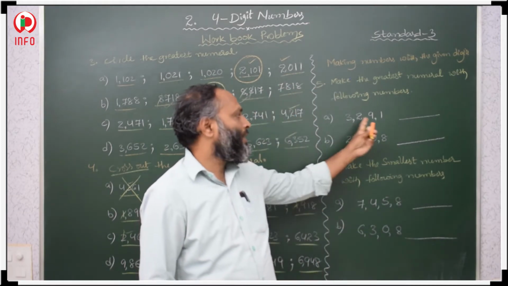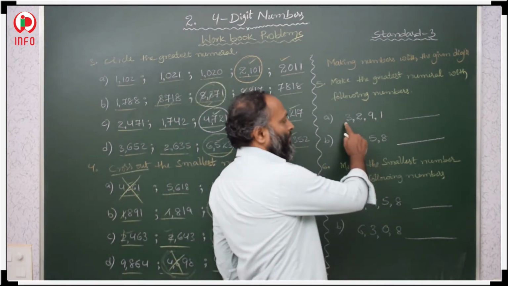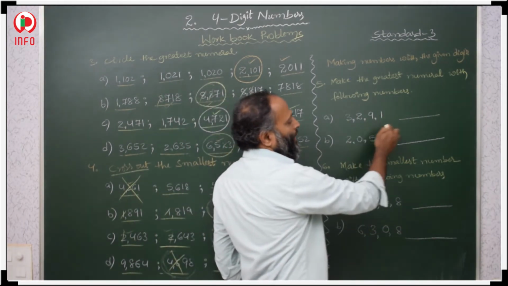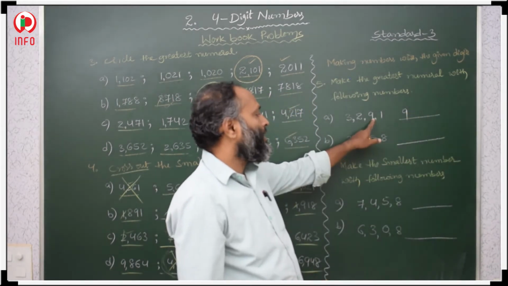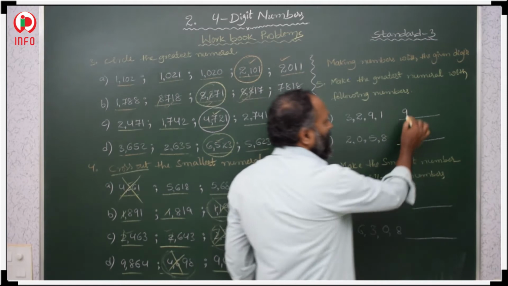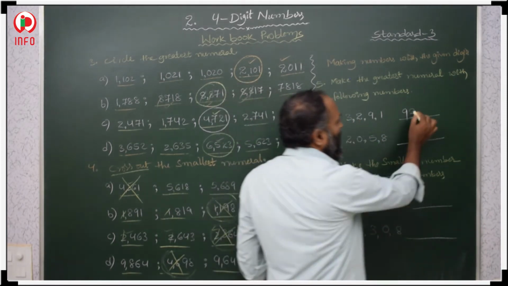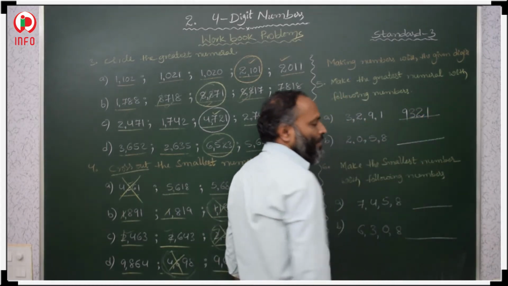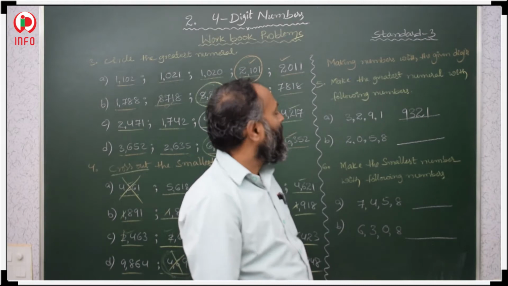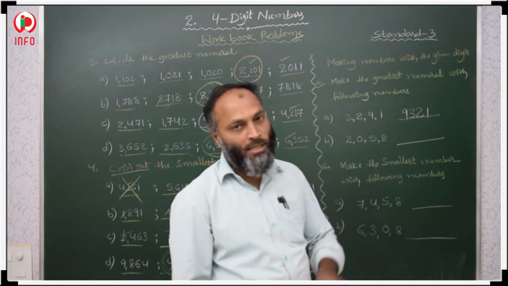In these 4 digits, first you take the bigger number. What is the bigger number in this? 9 is the bigger number. That 9 you take here. And smaller than this is 3. And smaller than 3 is 2. And smaller than this is 1. This is the bigger number we can form by using these digits. So like this we have to arrange.